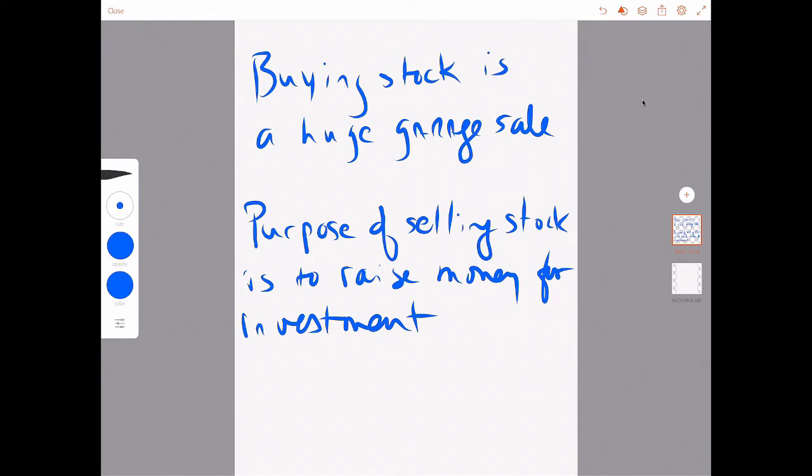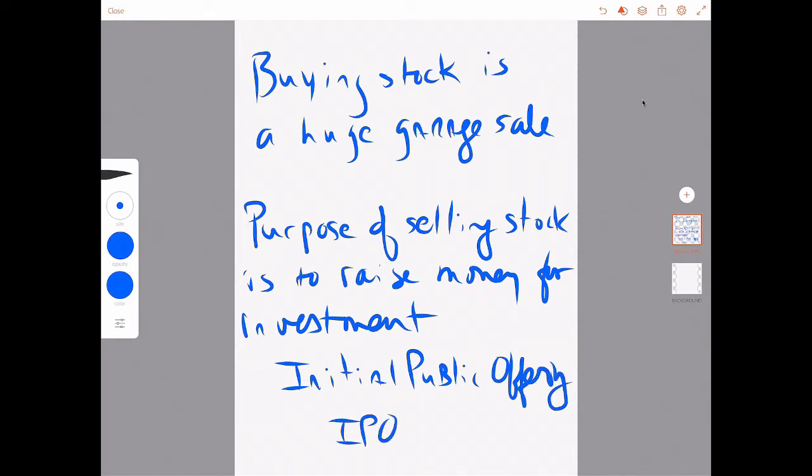So the company says, we're going to sell stock. And when they sell it, it's called an initial public offering, or what is more commonly called an IPO. This is the first time the stock is sold. And it's usually sold to big investment companies. They buy huge quantities of stock and then they sell it to whoever they want to sell it to. But the only time the company gets any money is when they have this initial public offering.